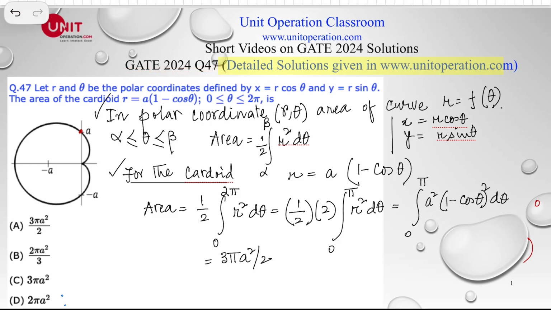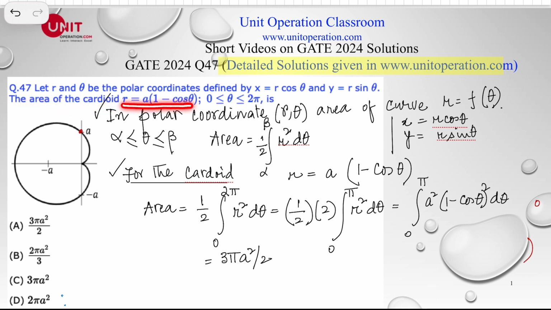Question 47. Let r and theta be the polar coordinates defined by, this is a very standard definition of transformation between the Cartesian coordinate and the polar coordinate. x is equal to r cos theta and y is equal to r sin theta. We have to find out the area of the cardioid.